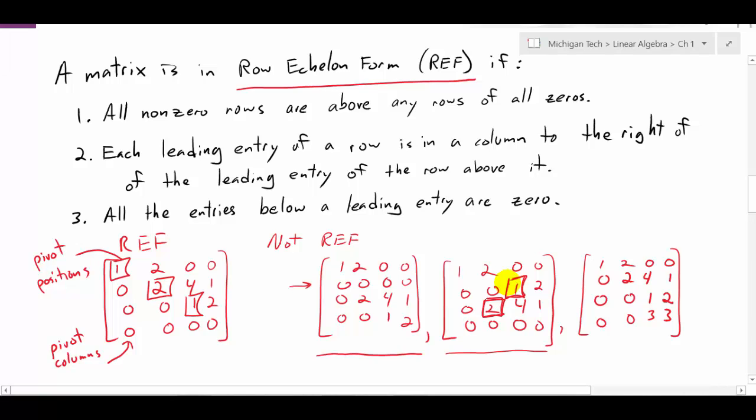And the last one is not satisfying the third criteria. It says all the entries below a leading entry, below the pivot position, must be 0. So I have a pivot position, all zeros below it. Pivot position, all zeros below it. Pivot position, not all zeros below it. And so because of that value not being 0, this is not in REF form.